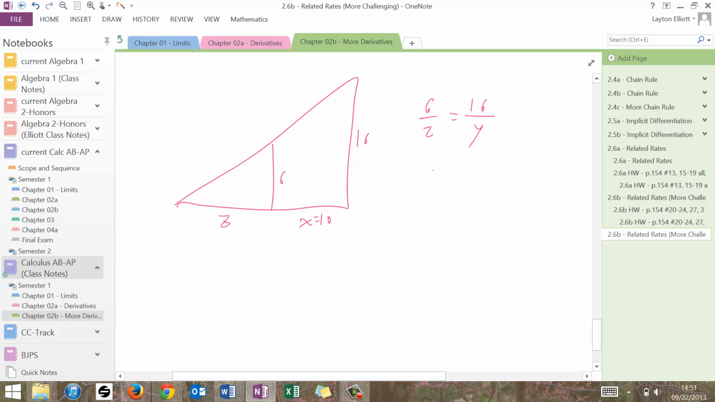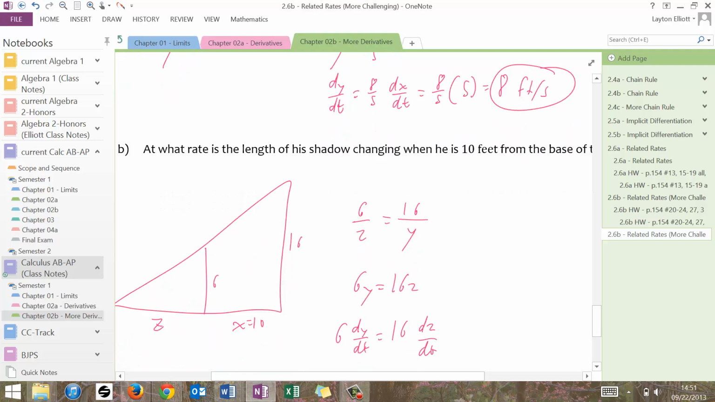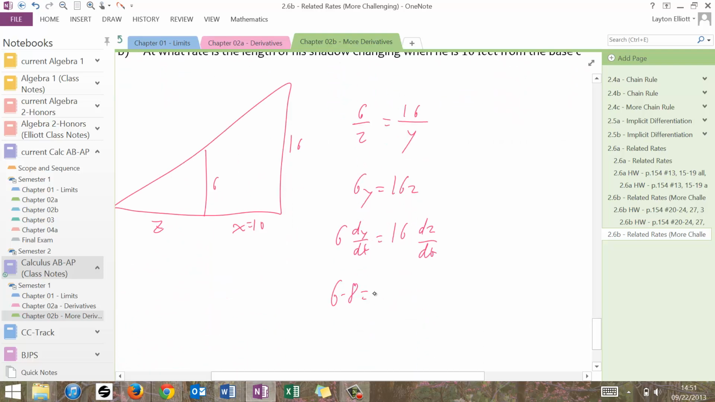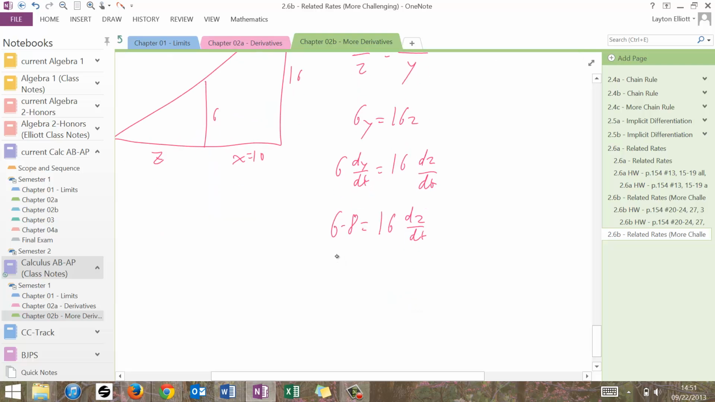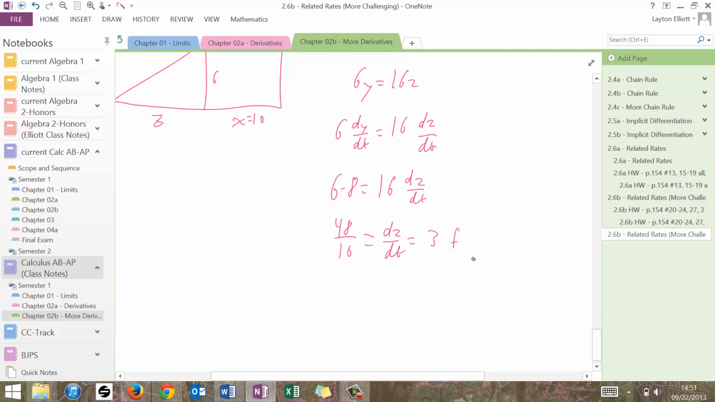So let's cross multiply. 6y is equal to 16z. Take the derivative. 6 dy dt is equal to 16 dz dt. I'm looking for dz dt, and I know what dy dt is from up here. So 6 times 8 is equal to 16 dz dt, or 48 over 16, which is equal to 3, and that would be 3 feet per second. So that really wasn't dependent on the 10 feet at all either. Interesting. We're done.